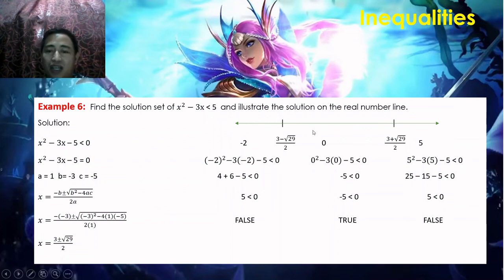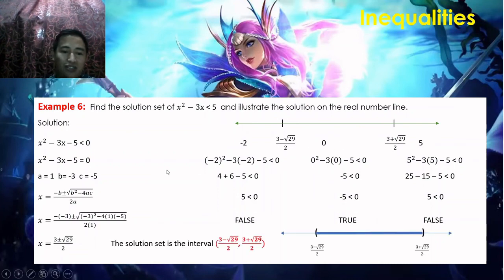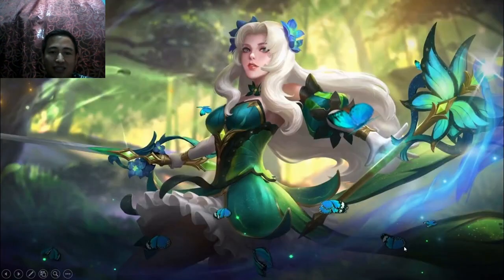So the solution is the interval in between the two. The solution set is the interval from 3 minus the square root of 29 over 2 to 3 plus the square root of 29 over 2. Then we illustrate the solution on the real number line. All the points in between them are solutions to this inequality. The endpoints are not included, since this is strictly less than. So we should use parentheses.